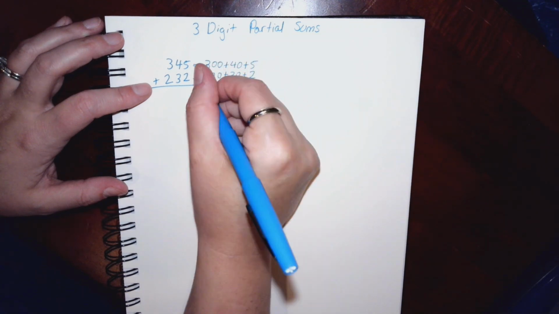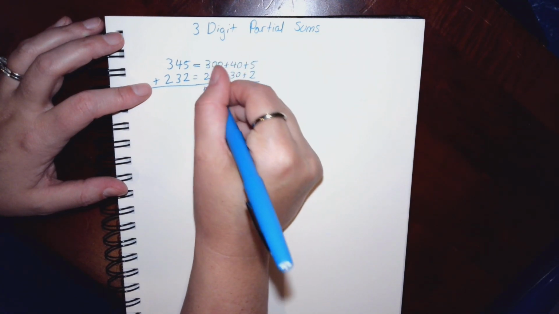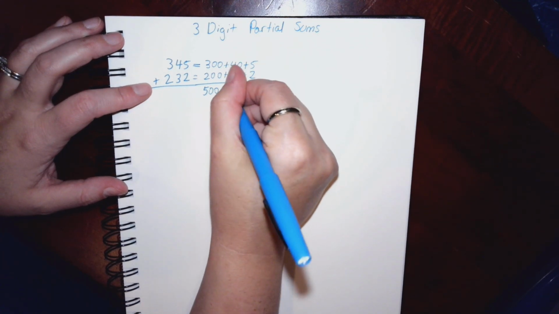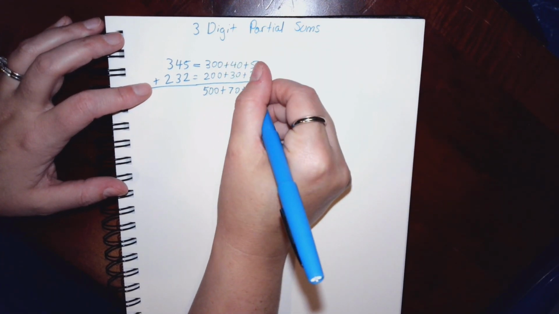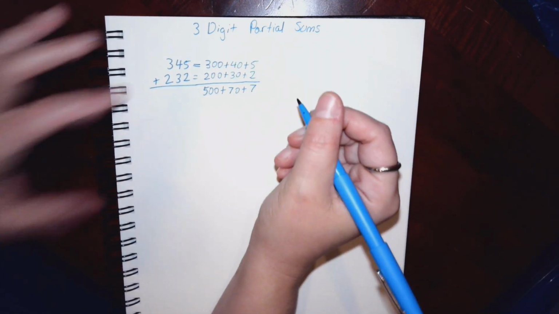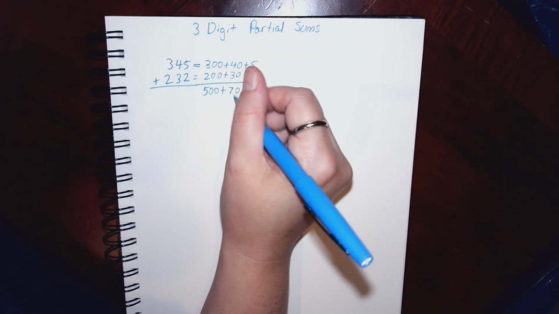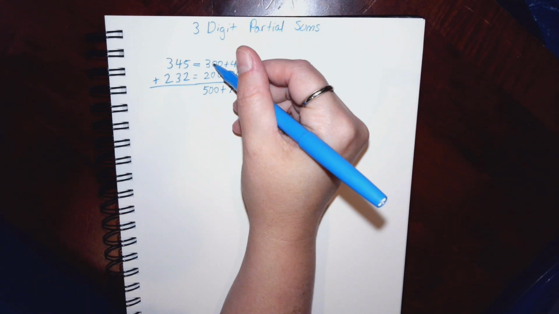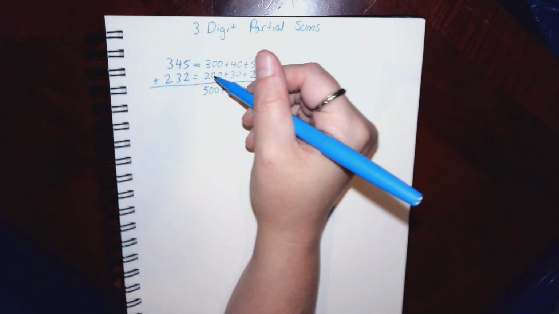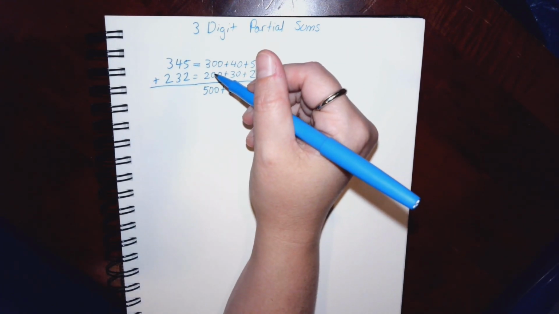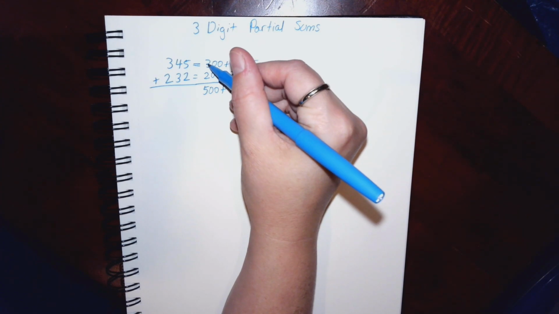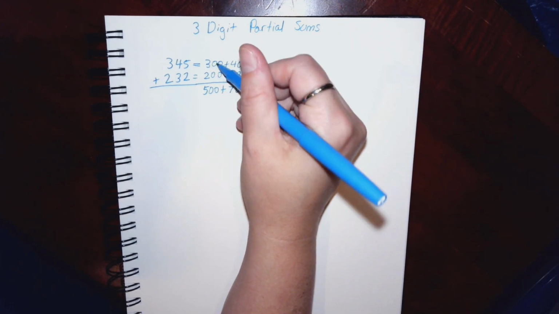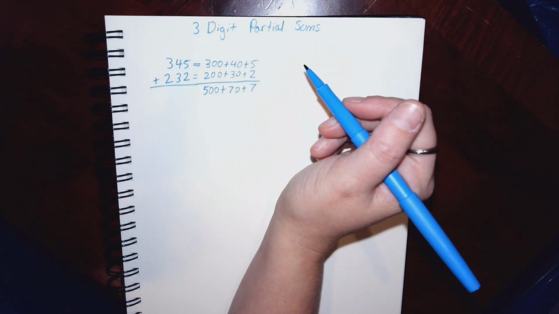So my 300 and 200 gives me 500, plus 40 and 30 gives me 70, plus 5 and 2 gives me 7. Now if people aren't sure how many zeros to put, and I'm like 300 plus 200, some people are like, wait a minute. Sometimes I struggle with thinking that way. Remember, you're adding the 3 and the 2 in the hundreds place, then you're just adding those zeros in.